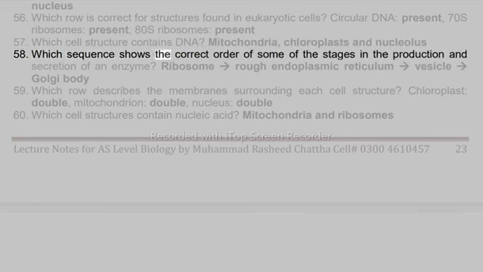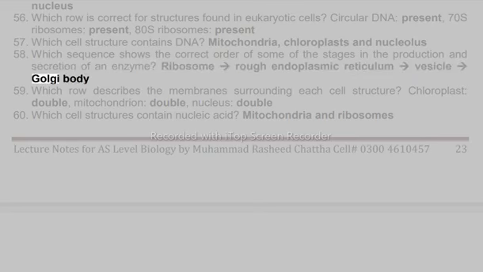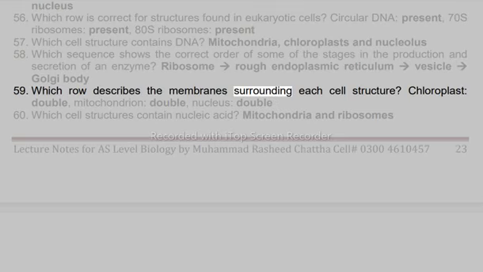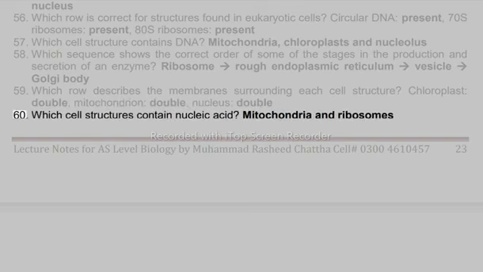58. Which sequence shows the correct order of some of the stages in the production and secretion of an enzyme? Ribosome, rough endoplasmic reticulum, vesicle, Golgi body. 59. Which row describes the membrane surrounding each cell structure? Chloroplast, double. Mitochondrion, double. Nucleus, double. 60. Which cell structures contain nucleic acid? Mitochondria and ribosomes.